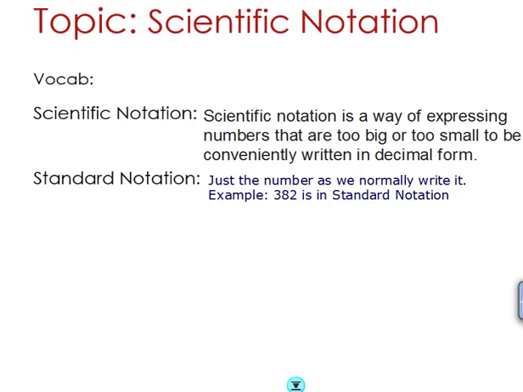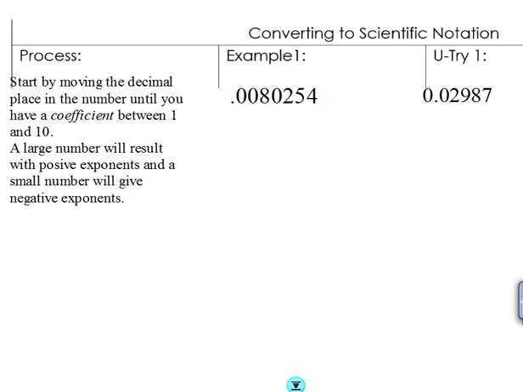Scientific notation is a way of expressing numbers that are too big or too small to be conveniently written in decimal form. We also have something called standard notation, which is the numbers as we normally write them. For example, 382 is written in standard notation. First, we will look into converting into scientific notation, then we will convert back to standard form.